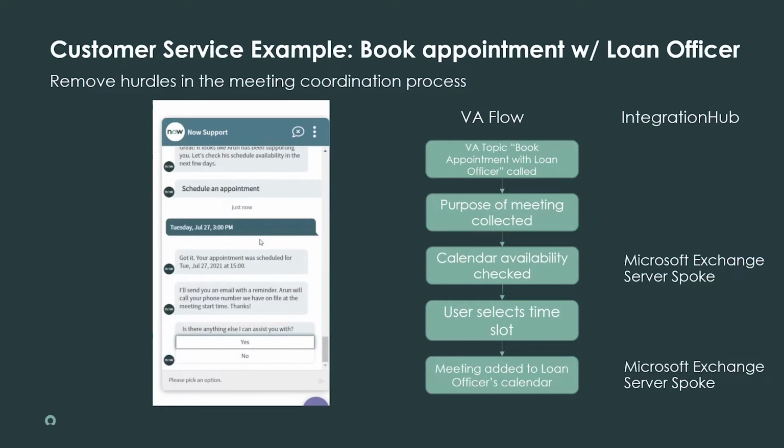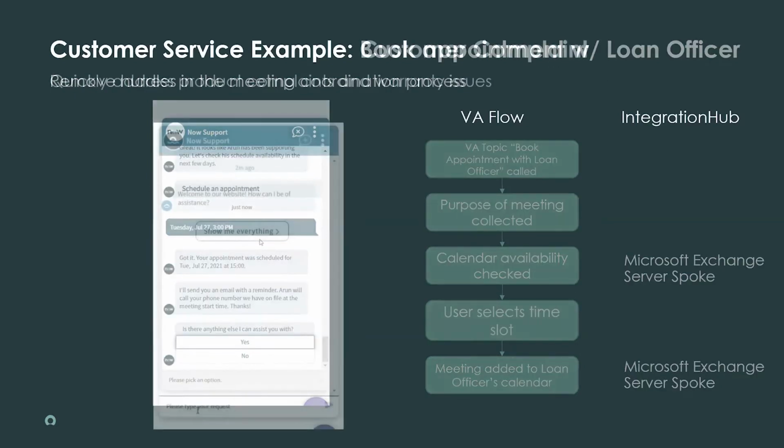So think here, we've twice integrated with the Microsoft Exchange Server spoke, both to pull Arun's calendar information and to post that calendar entry. Now, in this example, by the way, think about how complicated this would be for your existing customers today. What are the hoops they need to jump through to achieve that same outcome?